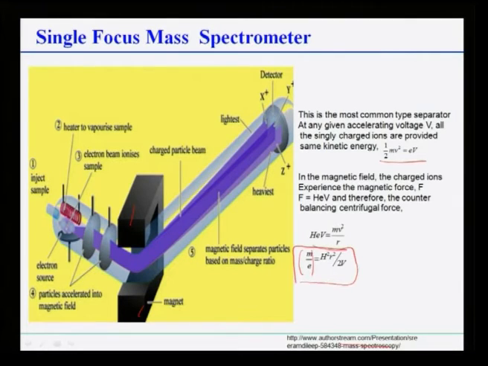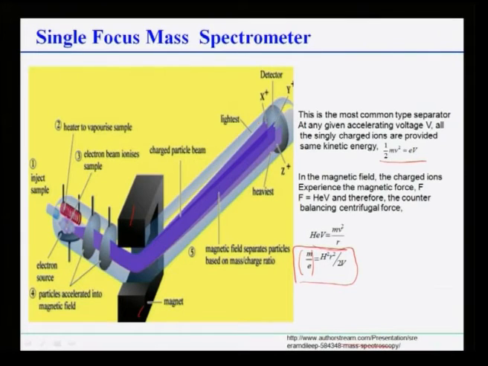And this is the classical equation which allows us to separate different pieces with different values of m by e ratio. As you can see, depending on the different m by e ratio, if you keep H and V constant, r will change. So lighter ones will come with a smaller r, and heavier ones come with a very large r. That's how you can differentiate between charged pieces with different m by e ratios. It's very simple actually. First you charge, then accelerate, and then pass it through the magnetic field, and it separates out. That's how it is done.